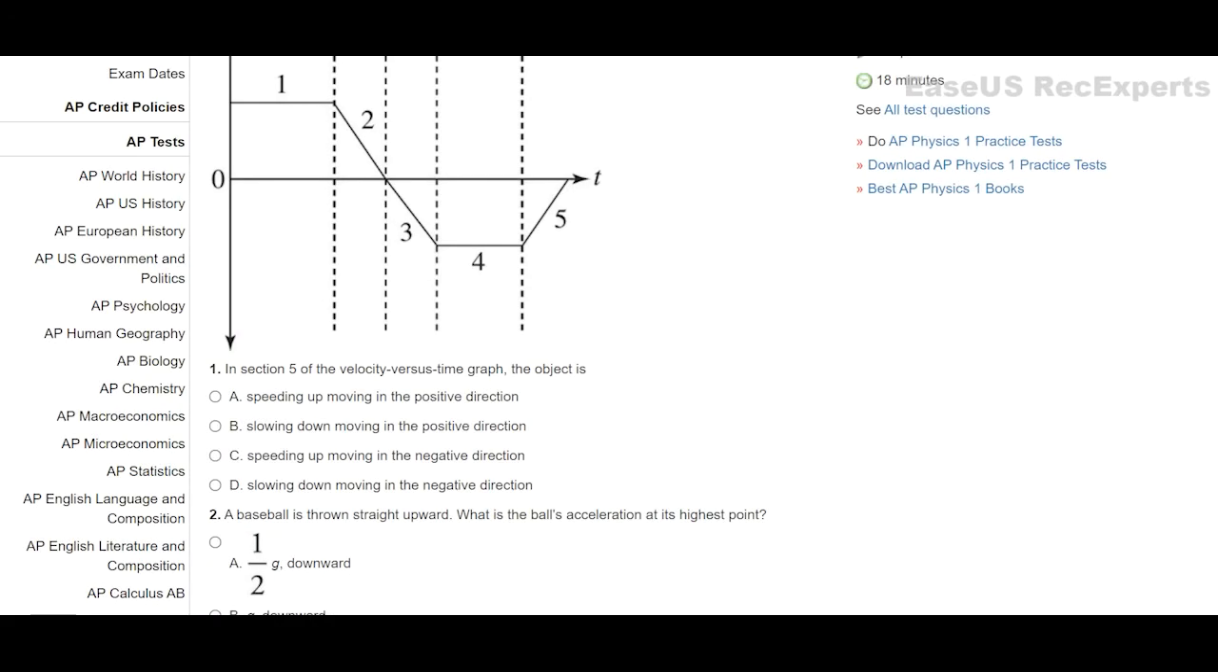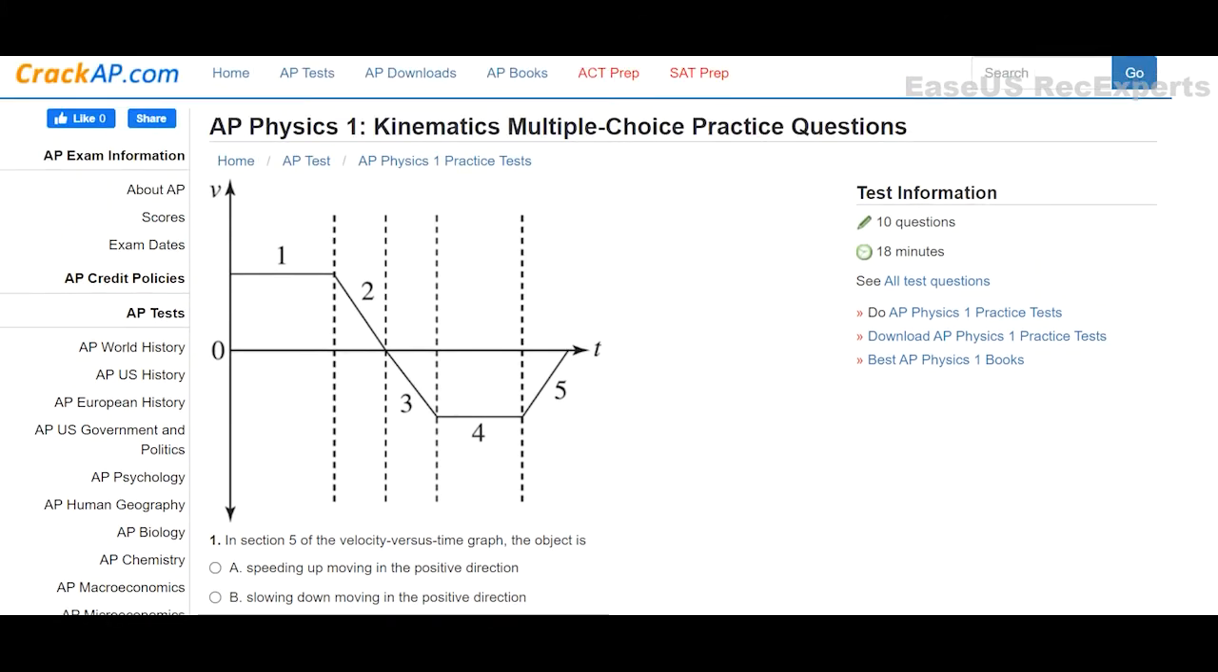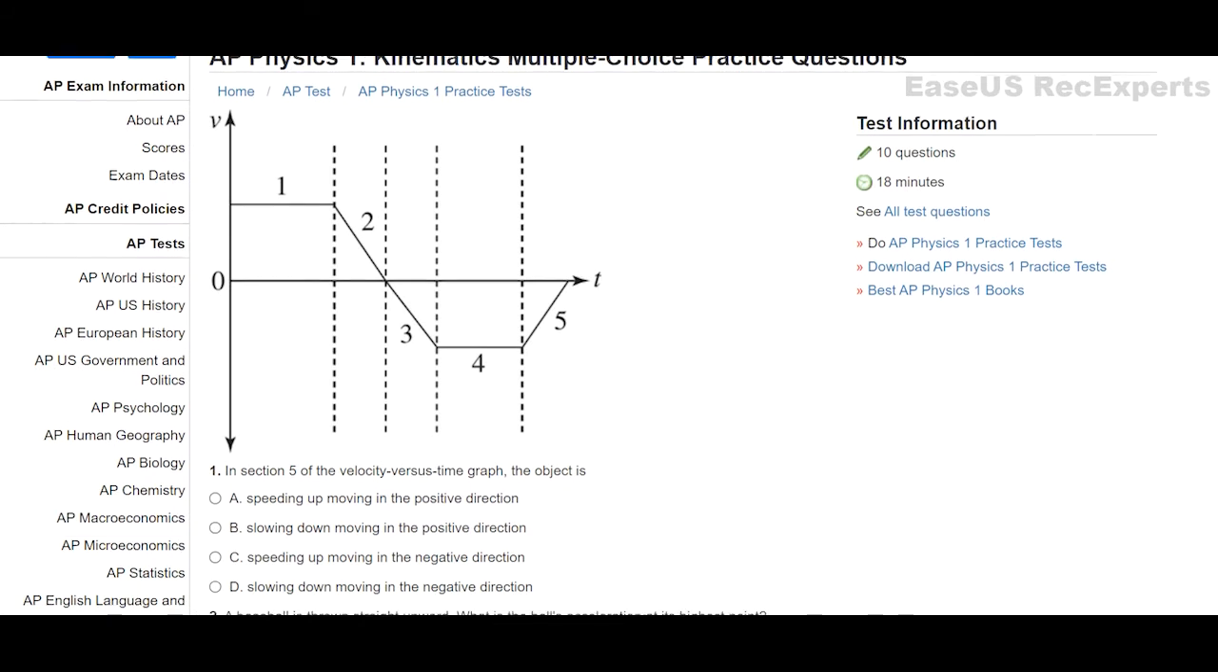Alright, welcome to my AP Physics 1 Semester 1 review, where we will be covering 4 major units: kinematics, forces, centripetal motion, and energy. So let's get right into it with kinematics.